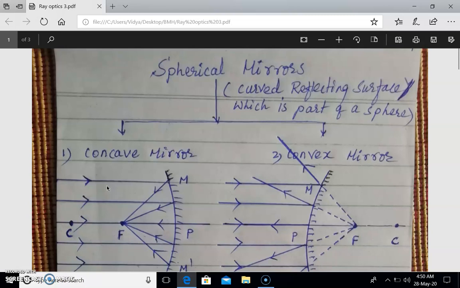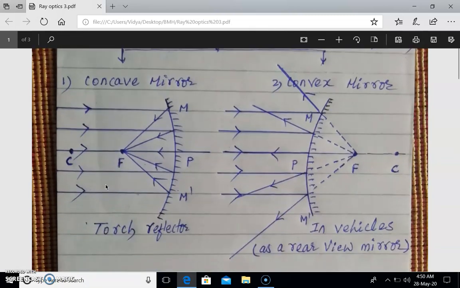In other words, spherical mirrors are curved reflecting surfaces which form part of a sphere. There are two types of spherical mirrors, concave mirror and convex mirror. Here are the two ray diagrams for image formation in a concave mirror and a convex mirror when the object is at an infinite distance, such as the sun being at infinite distance from the earth. The light rays received on earth from the sun form a parallel beam of light.